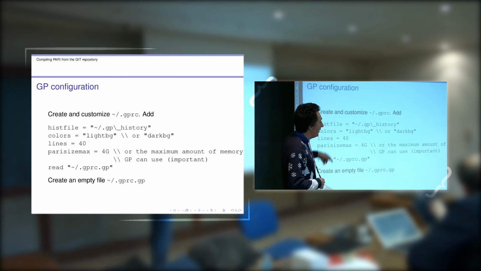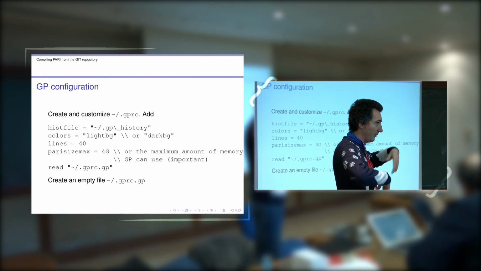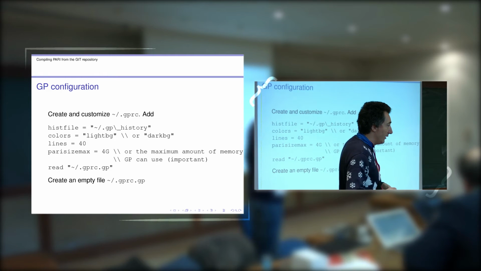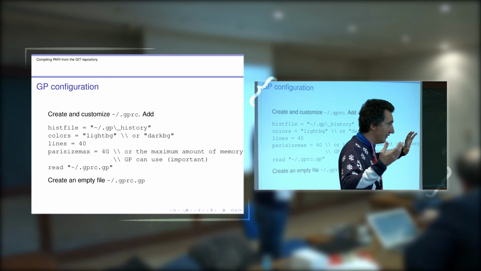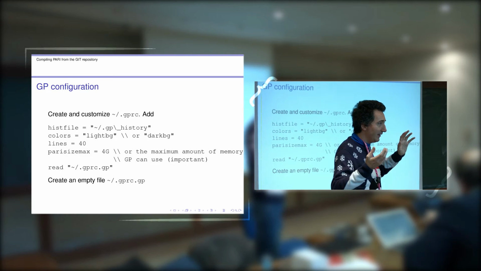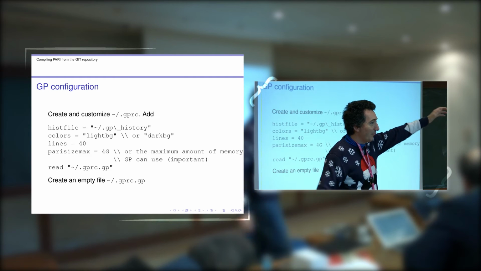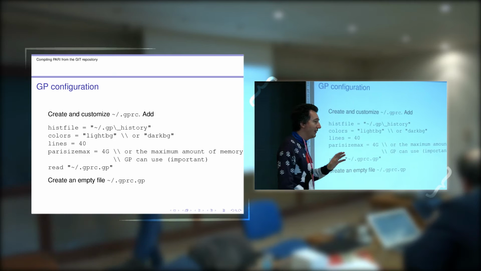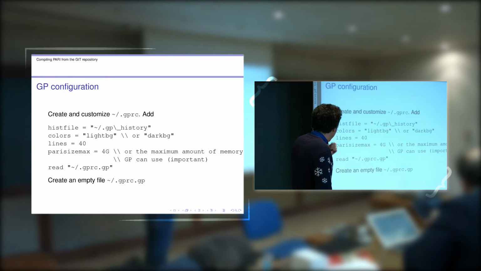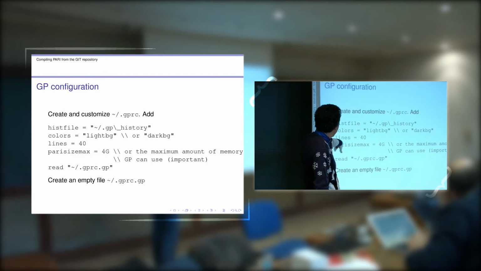lines equal 40 is to limit the output of GP to avoid overflowing your terminal. Because if you compute some very large object and you print it by mistake, it can take 1 million lines to print and will flood your terminal. So with this, it's limited to 40 lines and then we give up. Not very important.